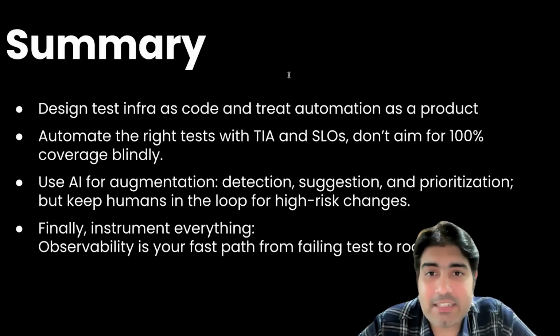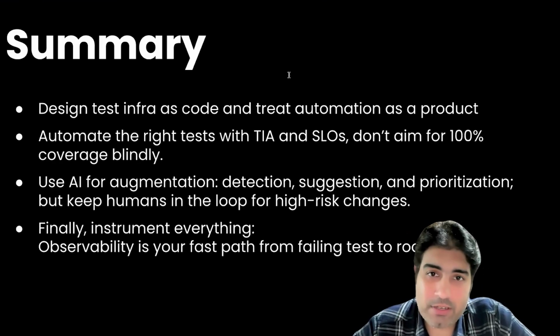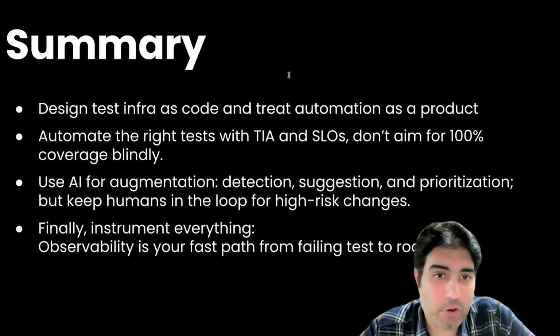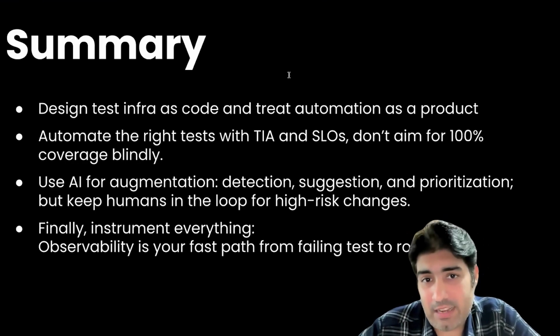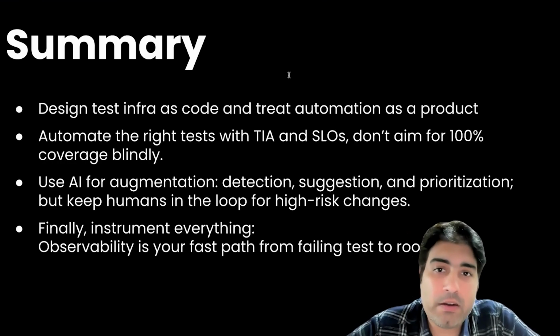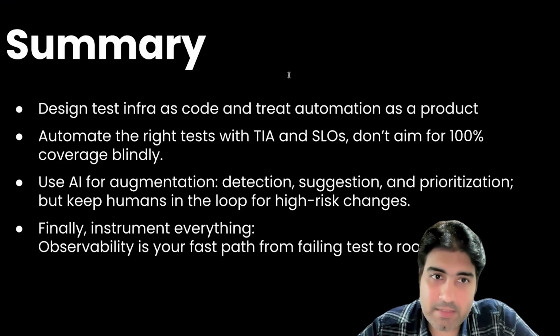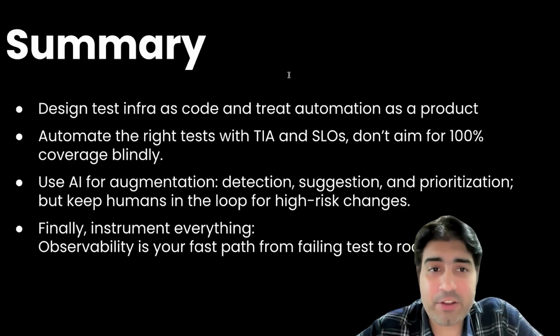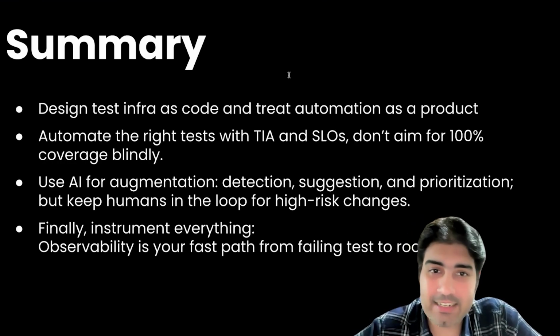Automating the right tests with TIA and SLOs. Don't aim for 100% coverage blindly. Use AI for augmentation, detection, suggestions, and prioritization, but keep humans in the loop for high-risk changes. And finally, instrument everything. Observability is definitely your fast path from failing test to root cause.